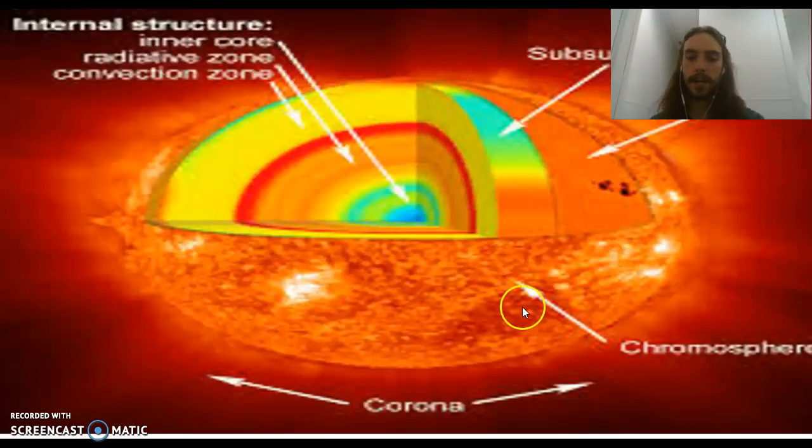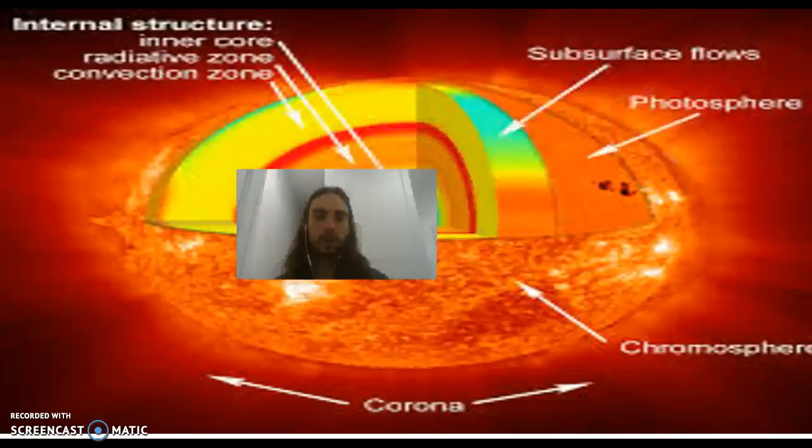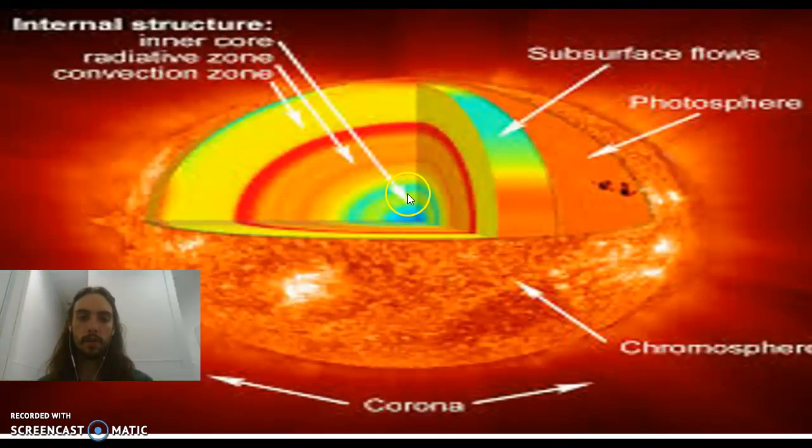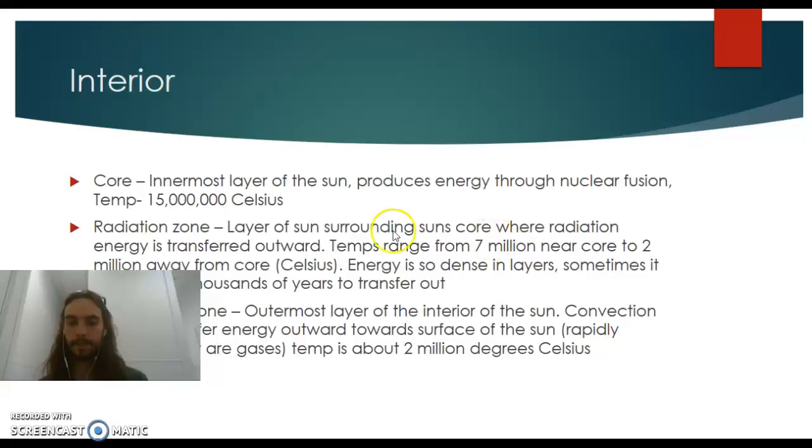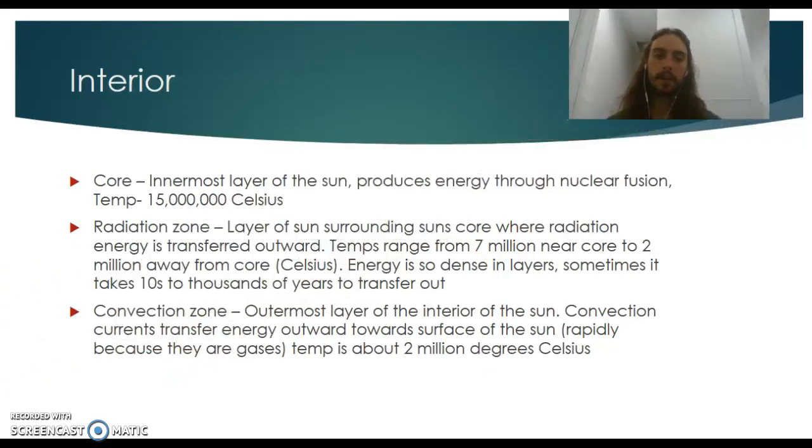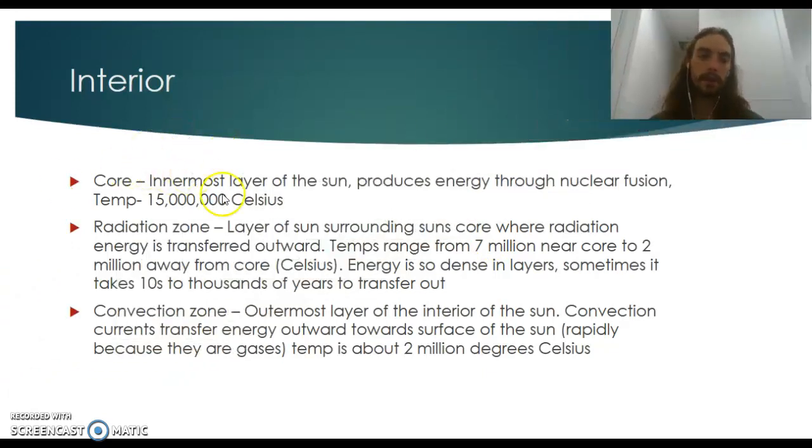So here's just a nice little picture of all of the structures of the sun. In the middle we've got the core, then outside of that we've got the radiative zone, then the convection zone, and then going on to the atmosphere we've got the photosphere, the chromosphere, and then the corona all the way around it. Okay, so the interior. The interior goes: the core, the innermost layer of the sun. It produces energy through nuclear fusion. That's a quiz question. And the temperature is around 15 million degrees Celsius.